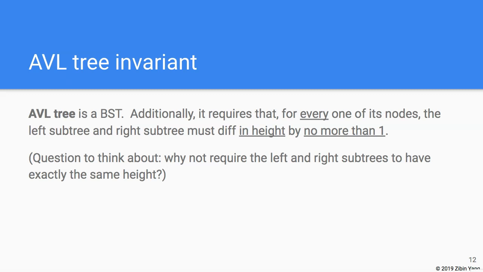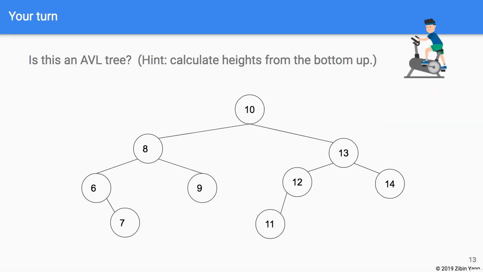If you look at this constraint, you might think, why not make both trees exactly the same height? Why allow them to be different? Well, we'll get to that in a bit. But let's first look at an example. Given the definition that we just read, look at this tree. Is this an AVL tree? If you need a little hint, remember how we calculate heights. It's from the bottom up.